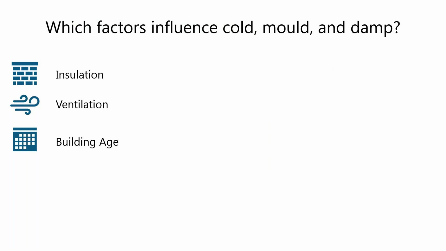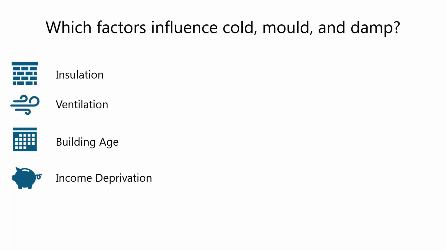Next is building age. Amongst building related factors, there have been several studies that have suggested that building age is a key determinant of its vulnerability to damp and mold. And in addition to mold risk, indoor air temperatures tend to be warmer in newer buildings compared to older.